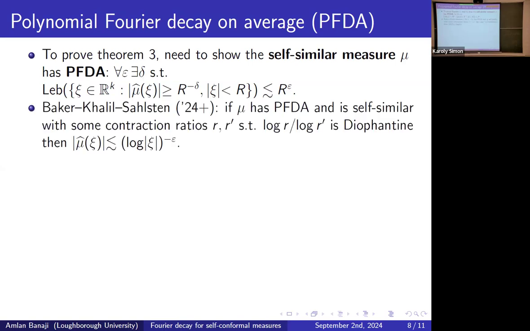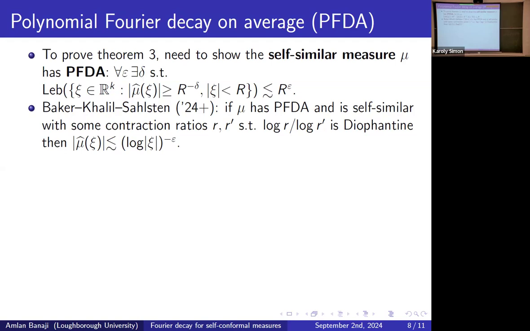And this property of having polynomial Fourier decay on average is extremely useful. In particular, there's a recent paper by Baker, Khalil, and Salston, which shows many things using this property of certain self-similar measures. One of the things they show is that if a measure mu is self-similar and has this property, and it has some contraction ratios in the IFS, r and r primed, such that the ratio of the logarithms of these contraction ratios is a Diophantine number, so it can't be approximated too well by rational numbers, then the Fourier transform of the measure mu decays logarithmically like this.